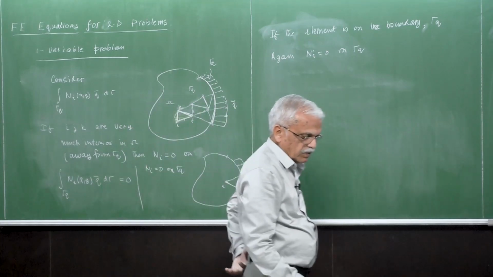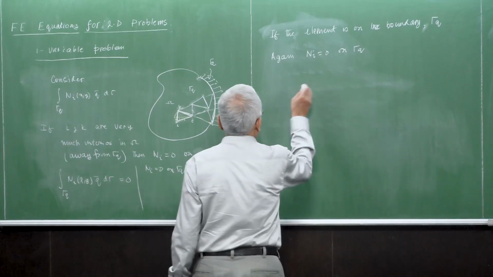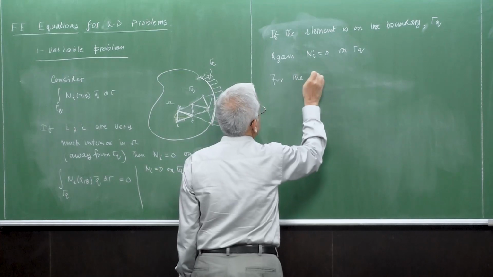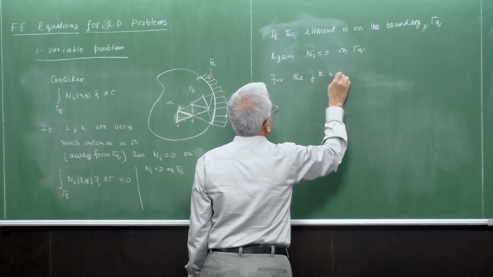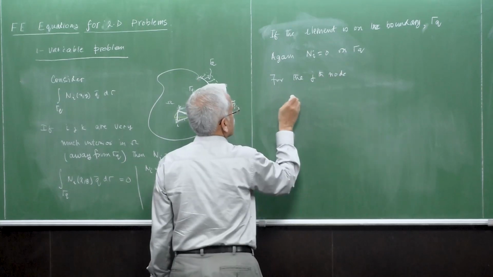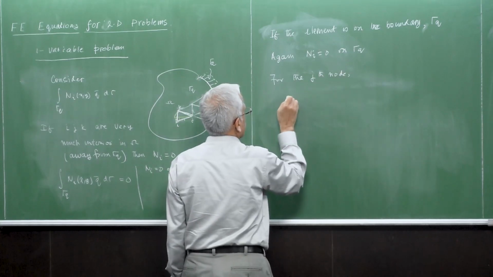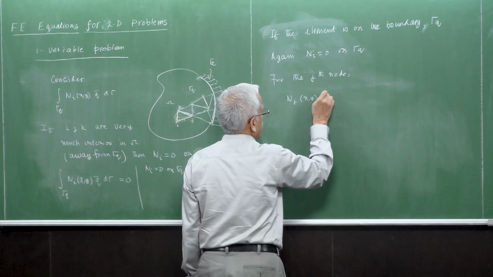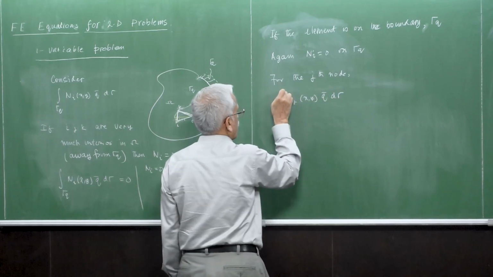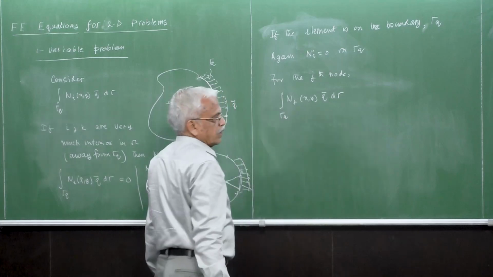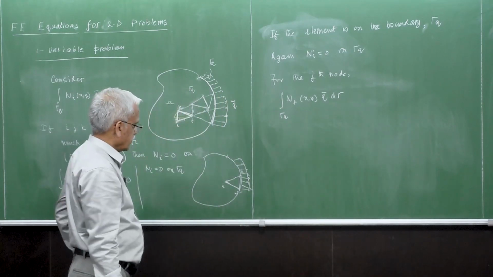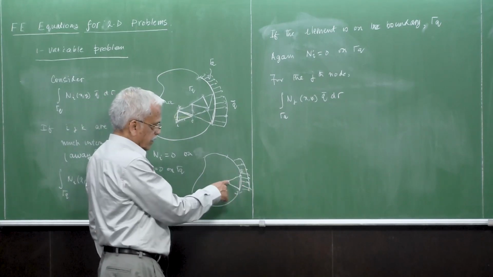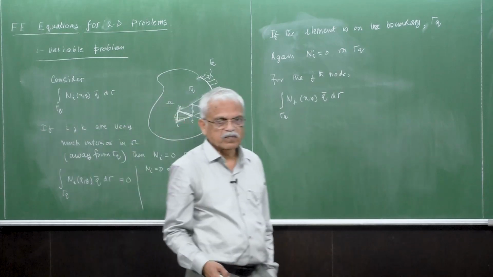On the other hand, if you look at the jth node, the Nj times q bar on gamma q. So as far as this element is concerned, we are only concerned with this element. There may be some other elements also, so we are not at this moment concerned.